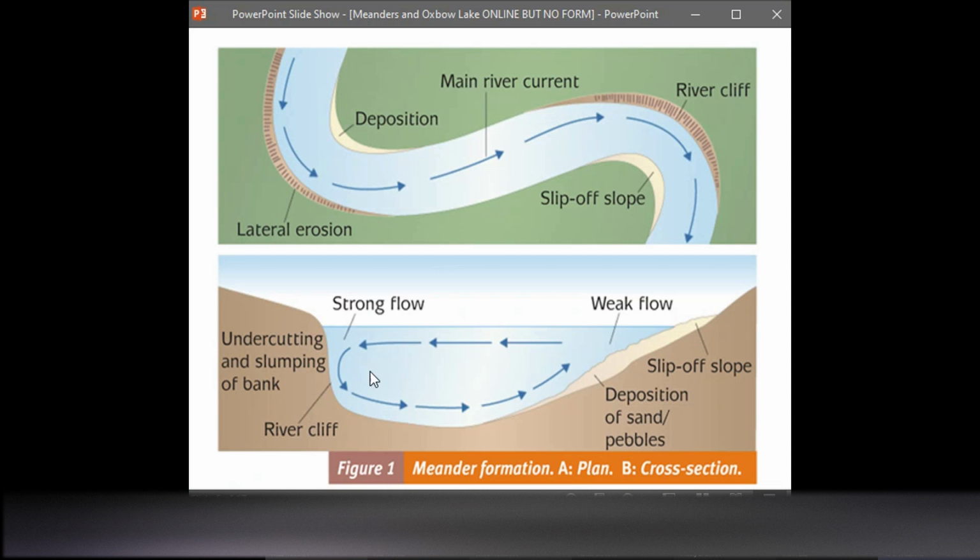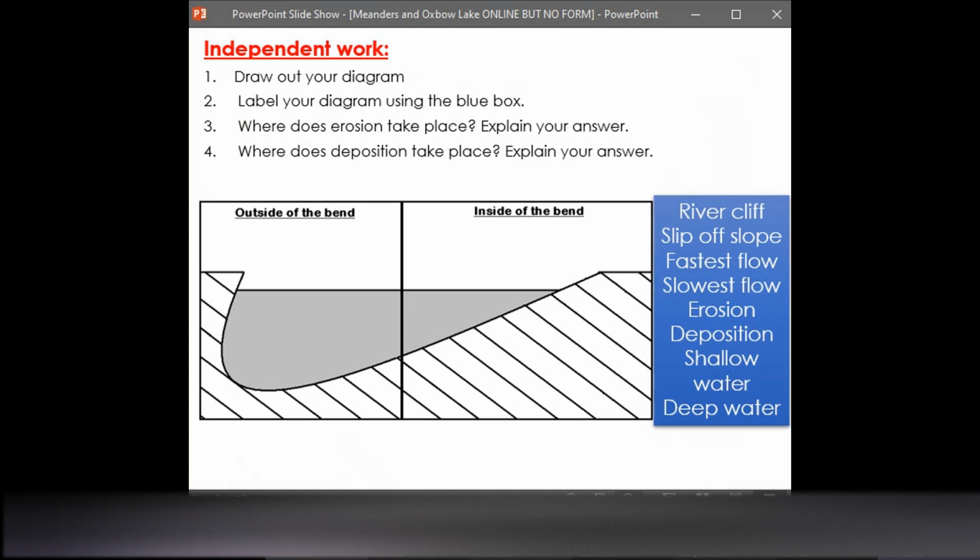That makes it dig down, it erodes the rock like it would in a waterfall, and makes that meander slowly move. On the inside of the bend, the meander's going a lot slower. There's a lot more friction where it's rubbing against the sides. So it is depositing more things. And that's why we start to get these little slip-off slopes, these sandy beds on the side of a meander.